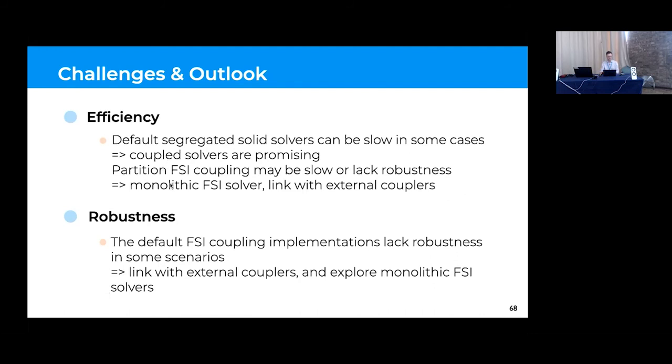For efficiency, these new block coupled methods are probably one way to speed things up, and that's where I'm focusing effort. And then for robustness, monolithic methods may be more long-term, but also linking external couplers, like preCICE and other external couplers, show better performance from benchmarks than the inbuilt coded ones. So they're the sort of directions that we're going.